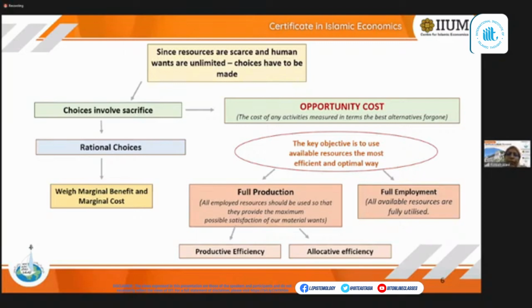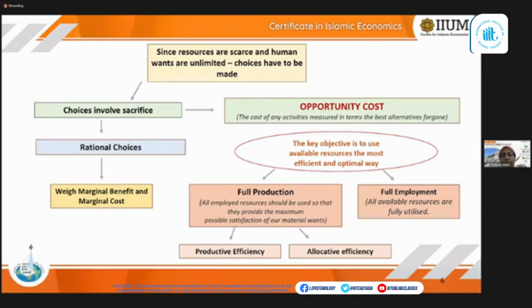Efficiency. Okay, it's very important. In any topic that you discuss, we'll always be coming back to optimality, efficiency, optimality, efficiency. This is a keyword in microeconomics. Efficiency in economics can be divided into two when we are using the resources.